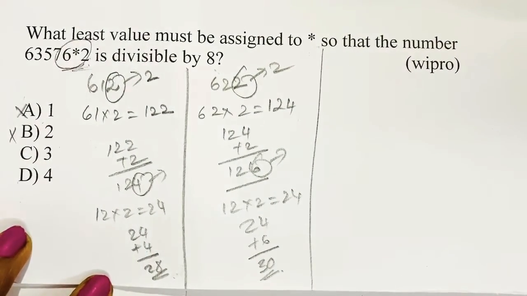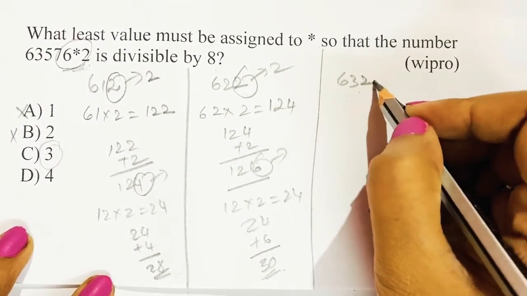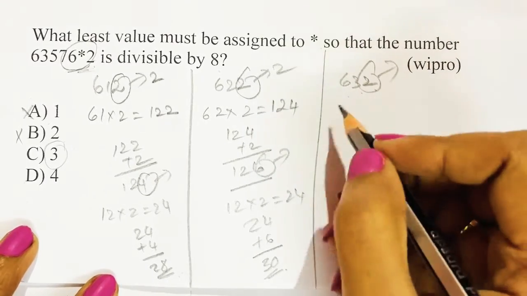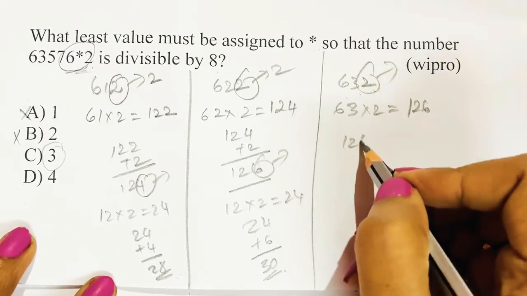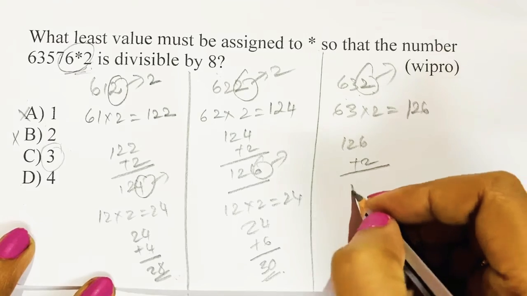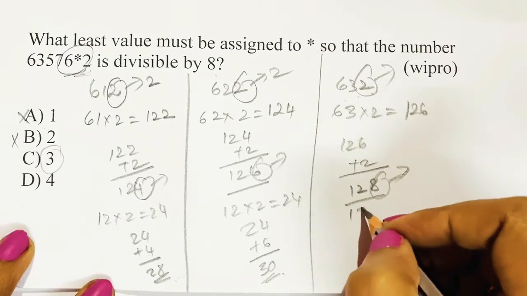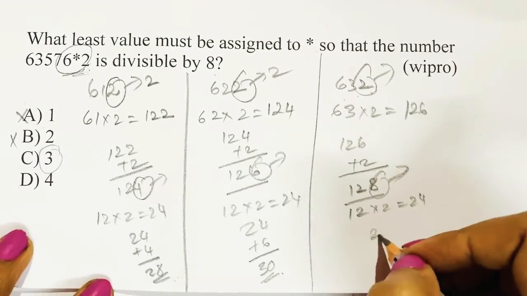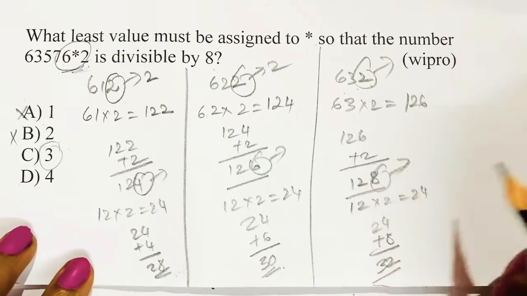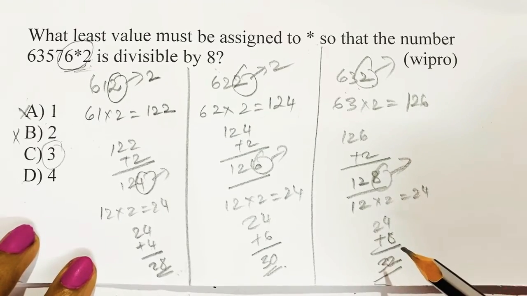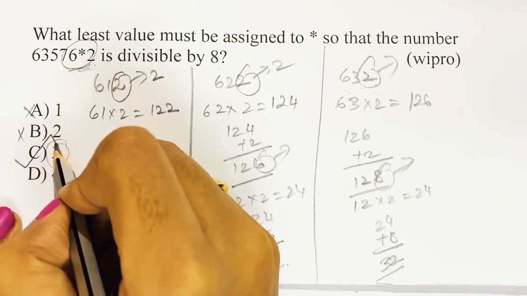So let's assume the value of star to be 3. So the number will be 632. We will repeat the process again. Take the last digit out, add it to the double of the remaining. 63 into 2 will be 126. 126 plus the last digit 2 will be 128. To check whether 128 is divisible by 8, again we take the last digit out and add it to the double of the remaining, which is 24. So 24 plus 8 will be 32. We know that 32 is divisible by 8, 8 fours are 32. So 32 is definitely divisible by 8, which makes this number 632 divisible by 8. So the answer is option C, 3.